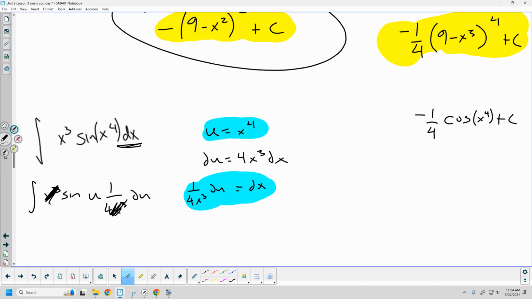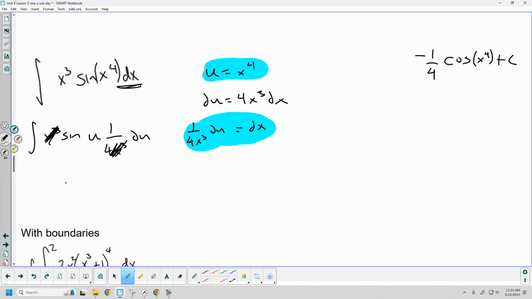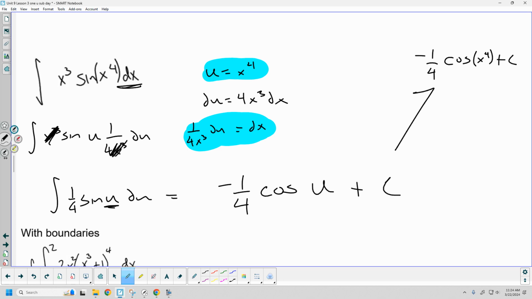Now that 1/4 is not inside sine. That 1/4 very much is in front of sine. You take the antiderivative of 1/4 sine u. The antiderivative of sine is negative cosine. We don't have to worry about x anymore. It's just one variable. So we get negative 1/4 cosine u plus C. And that's how we get our final answer.